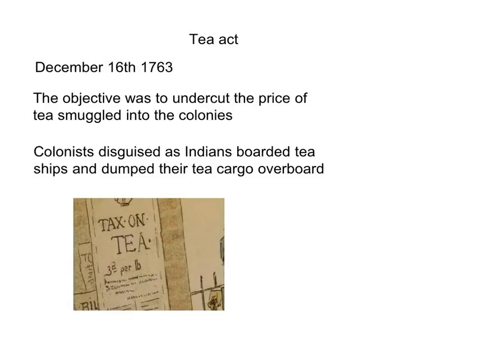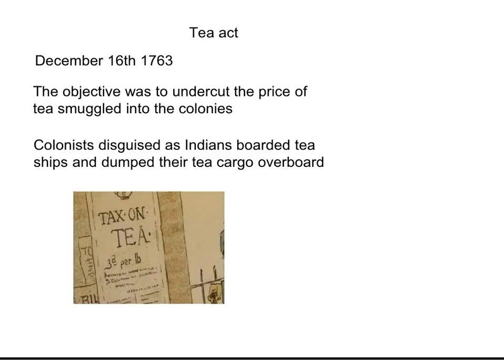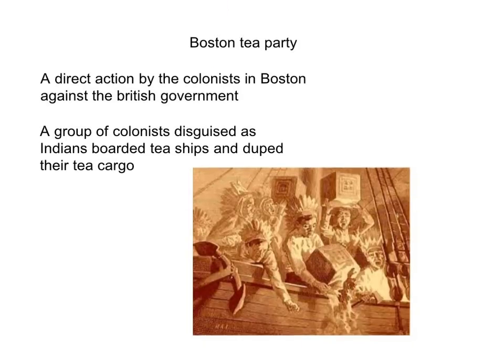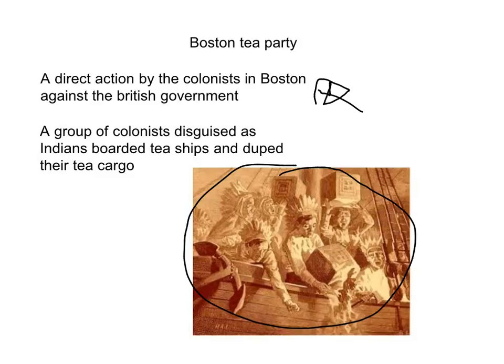The Boston Tea Party was a direct action by colonists in Boston against the British government and the East India Company that controlled all the tea coming into the colonies. On December 16, 1773, a group of colonists disguised as Indians boarded tea ships that were anchored in the harbor and dumped their tea cargo overboard into the Boston harbor. The Boston Tea Party was a key event in the growth of the American Revolution. Parliament responded in 1774 with the Intolerable Acts.